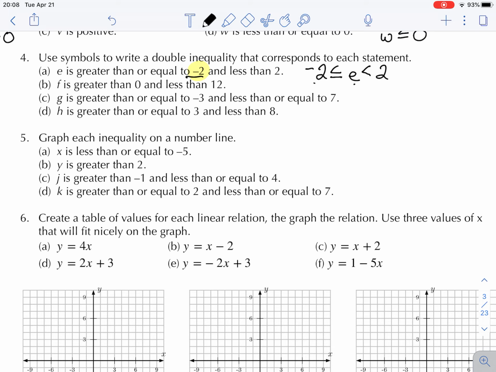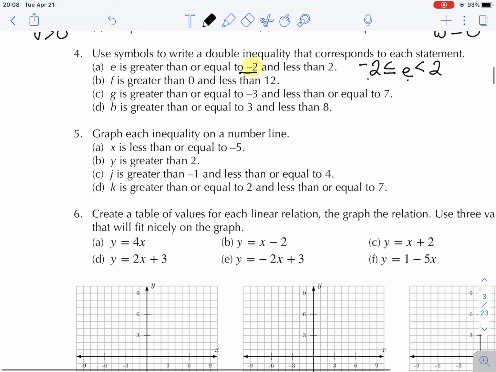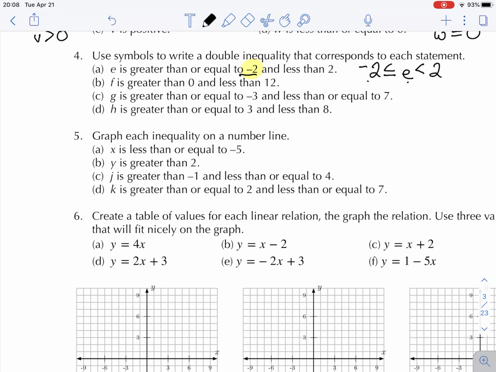So you see how I wrote that? I put my variable in the middle here. My variable can take a range of values with the smallest value and a largest value. So I put my smallest value first, my variable, then my largest value. Then all my arrows, all my greater than signs go in the same direction. So E is bigger than negative 2 or equal to negative 2, and E is also less than 2.